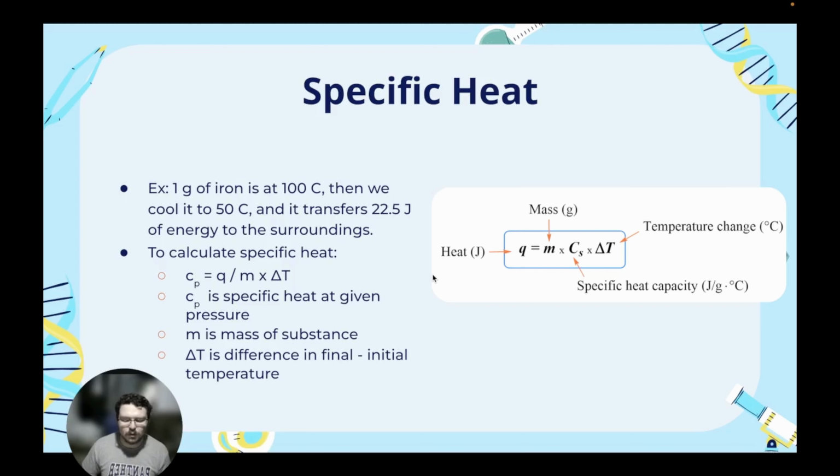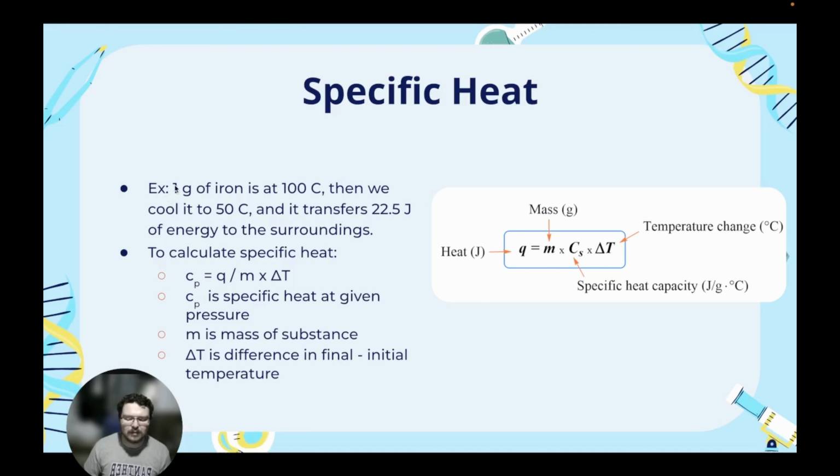So we're looking for specific heat here. And in this case, C_P is the specific heat at a given pressure, so we're assuming that the iron is at a consistent pressure and volume. The mass, the M, is the mass of our substance, which is given to us: 1 gram of iron. And then the delta T is the change in the temperature from the initial to the final position. So in our case, our C_P would be equal to Q divided by M times delta T.